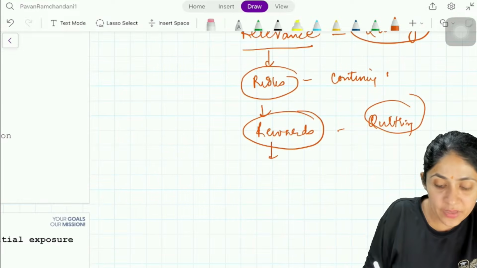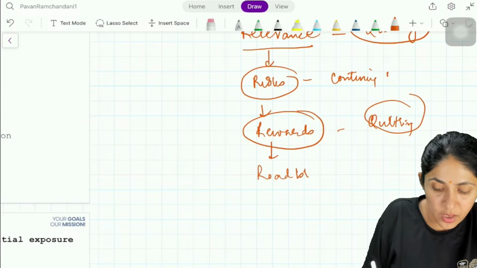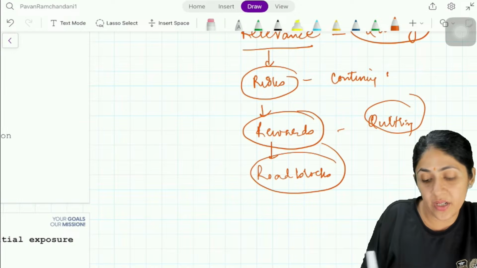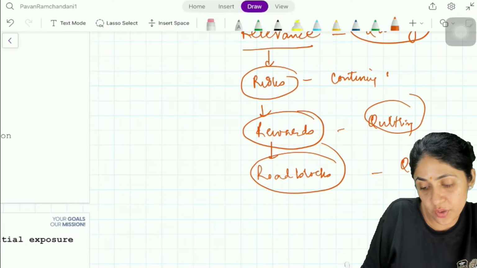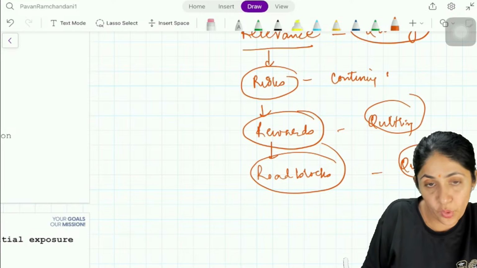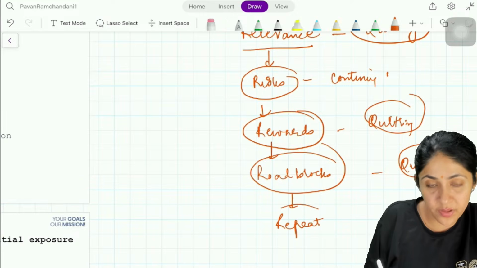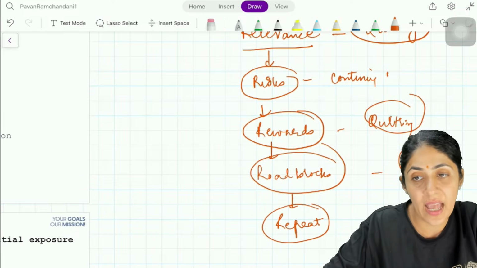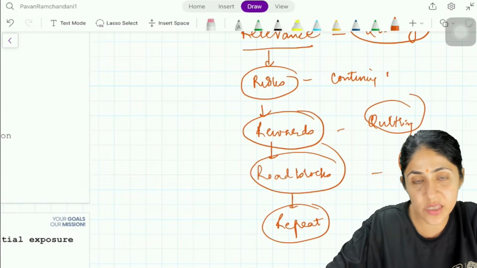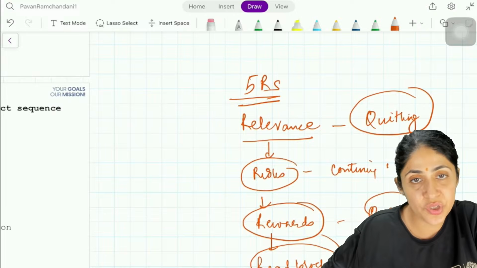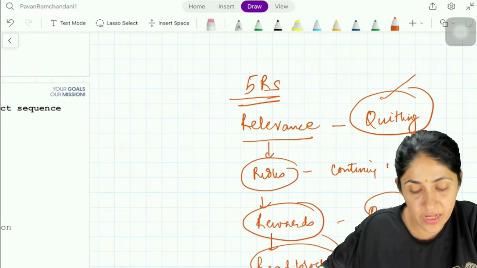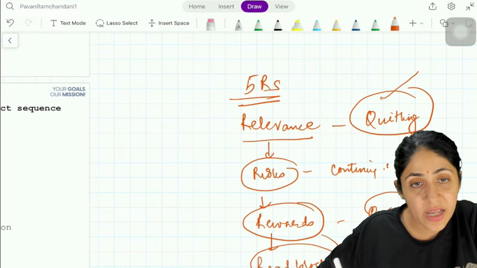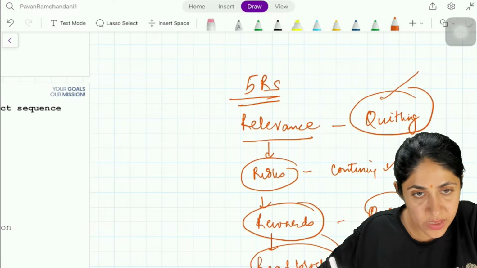Okay. After that, the roadblocks. Roadblocks is, when you try to quit tobacco, what are the blocks that will come your way? Okay. Next is repetition, to repeat these habits. These are basically the 5 R's. Relevance is you encourage the patient to indicate why quitting is relevant. Risk is tell the negative consequences.